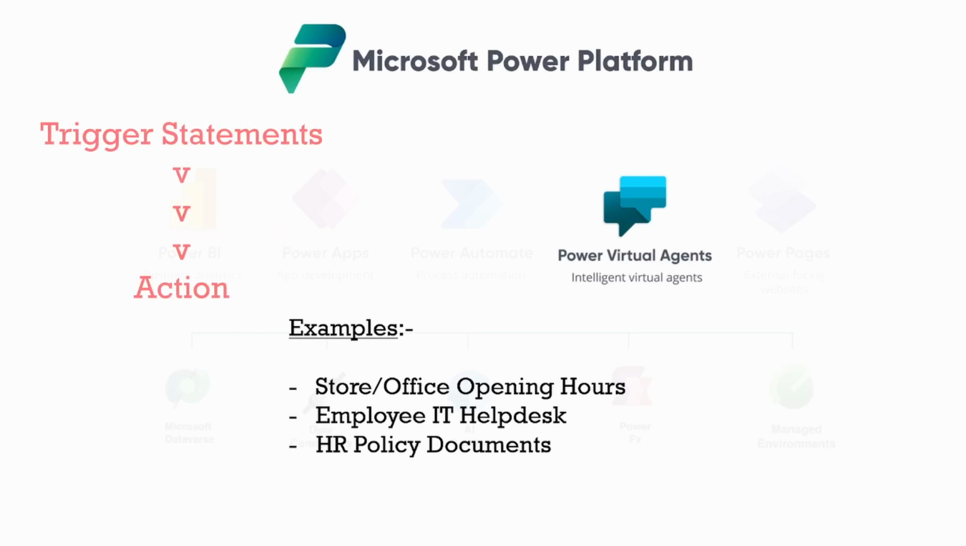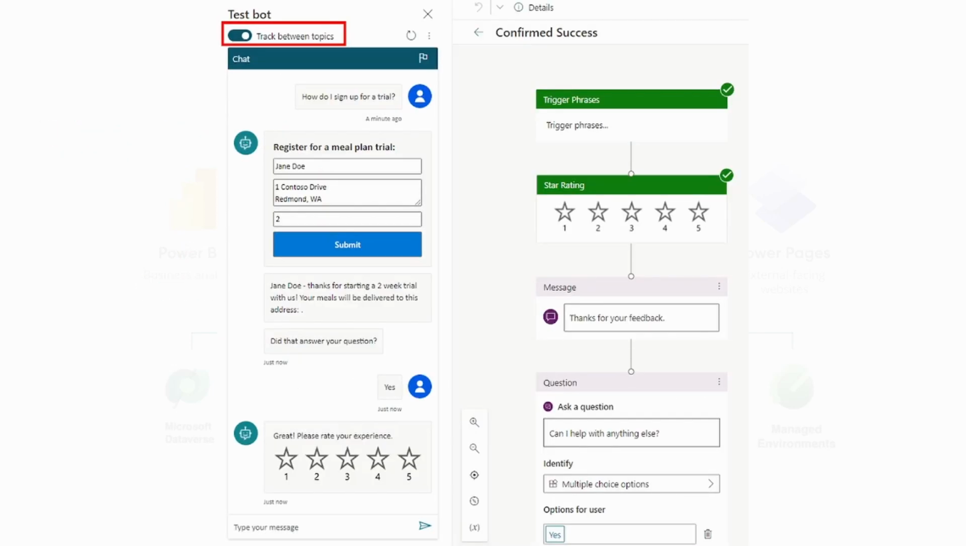The principle is simple. Over here, the trigger statements will trigger an action. As we saw in Power Automate, we need a trigger to perform an action, to perform the actions which are in the flow. Over here, there are trigger statements that will trigger an action. So let's have a look at the example which is shown over here.